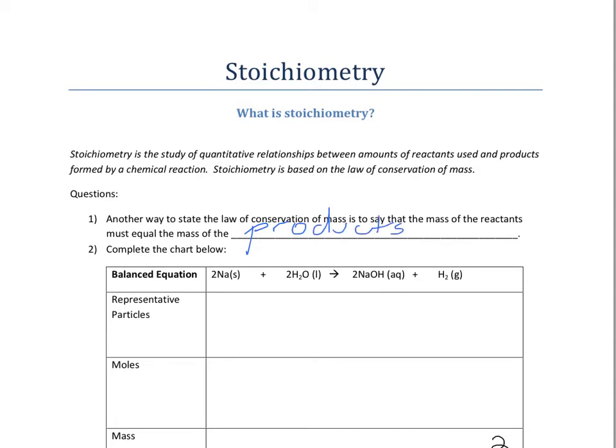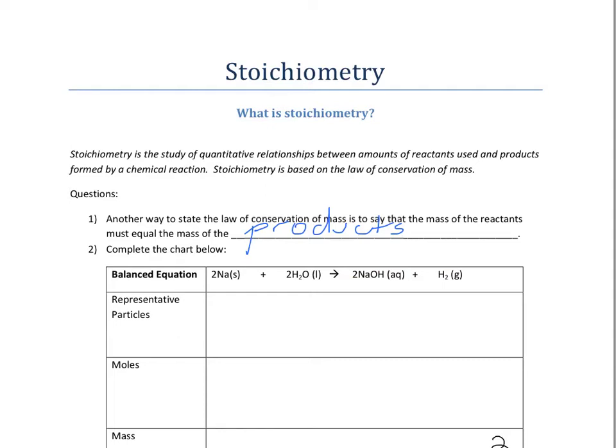So now we need to look at the chart here. And we have a balanced equation is the first thing. Balanced equation. And here it is. And we have four substances in our balanced equation. And remember that these things on the left-hand side are called, that's correct, reactants. And on the right-hand side, these are called products. And so the first box that we're going to look at are representative particles.